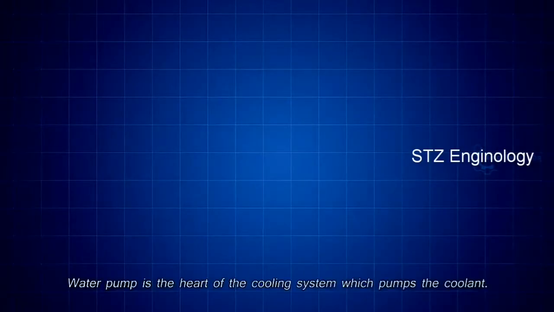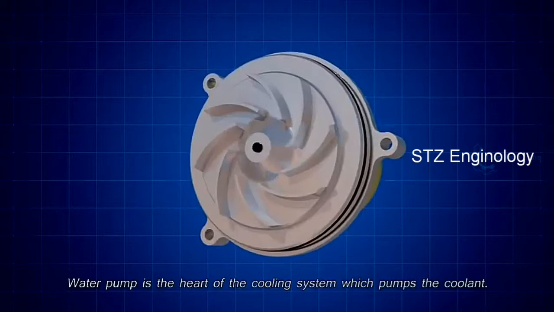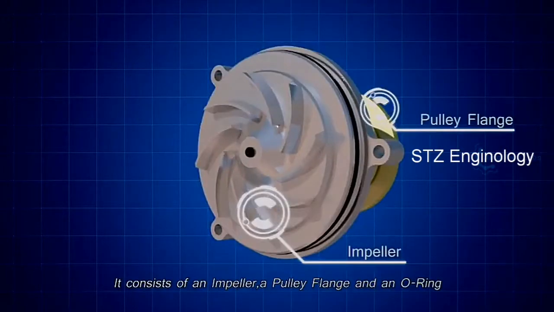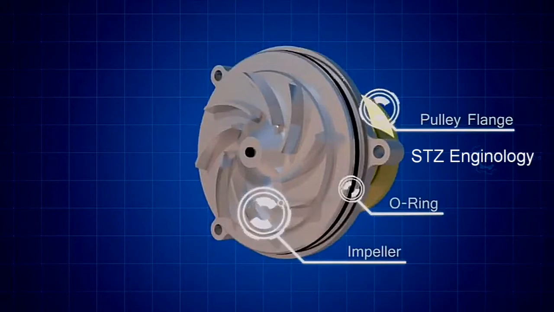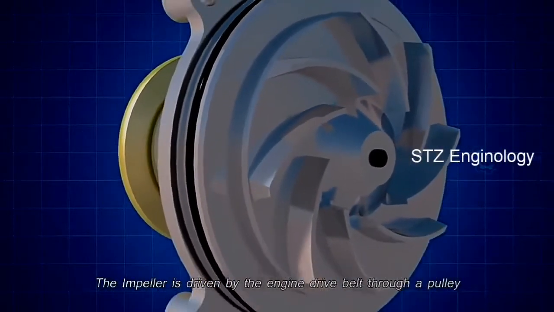First, the water pump. Water pump is the heart of the cooling system, which pumps the coolant. It consists of an impeller, a pulley flange, and an O-ring. The impeller is driven by the engine drive belt through a pulley.